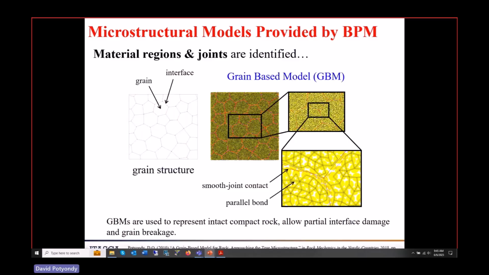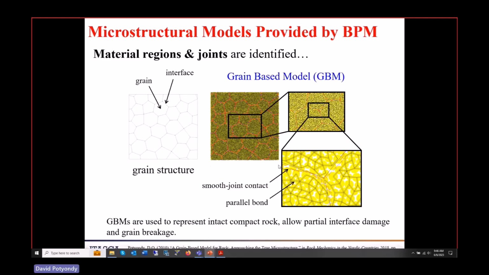Now we can do a lot of cool things now that we have these joints. Okay, so here's another. I'm going to call this a grain-based model. We take a grain structure. In this case, we just generated this and we use the Voronoi tessellation in 2D space. So you can see the outline. These things perfectly fill space. So this is a given grain structure.